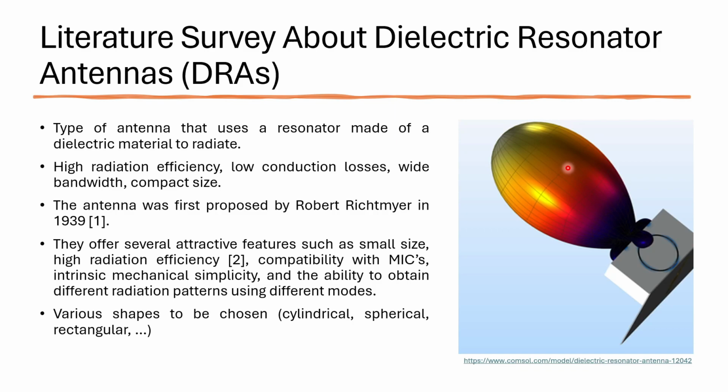They use a resonator made of a dielectric material to radiate. They are famous for their high radiation efficiency, low conduction losses, compact size, and wide bandwidth. The antenna was first proposed in 1939. They have lots of attractive features as given here. And also they have various shapes to be chosen, like cylindrical, spherical, and rectangular.